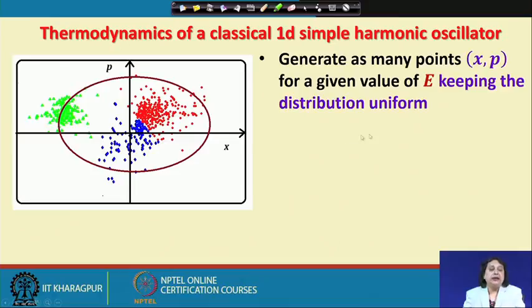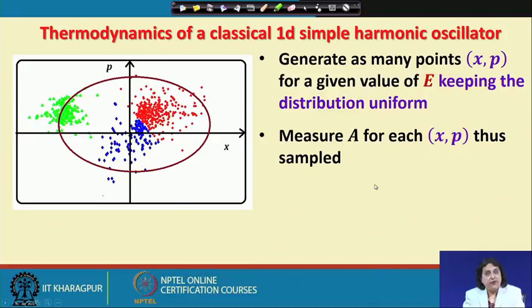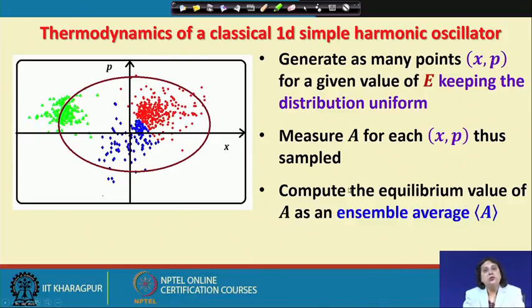If I do that, then I have to make several attempts. Maybe I can use a random number generator and see if my x values fall between this and the p values fall between this, and then whether I am exactly on this red curve. Once I understand that I am on the red curve, I can calculate A for each of those points present on the red curve and then compute the equilibrium value of A. So, here I am not using any time-dependent propagation or anything.